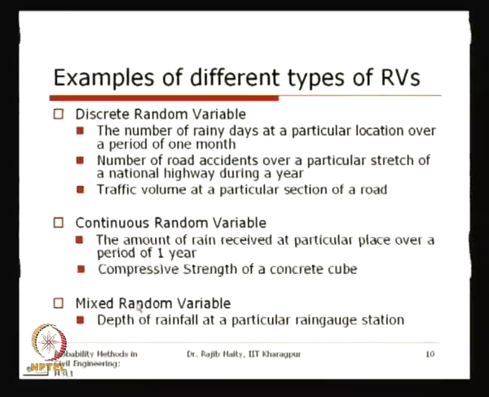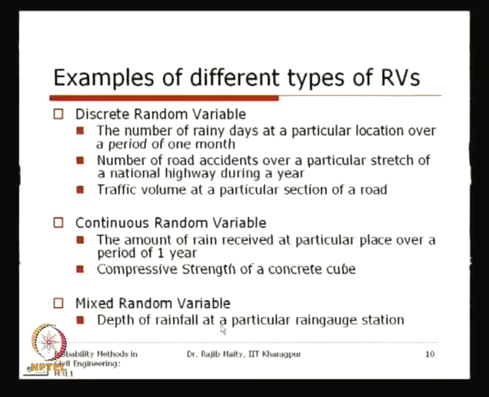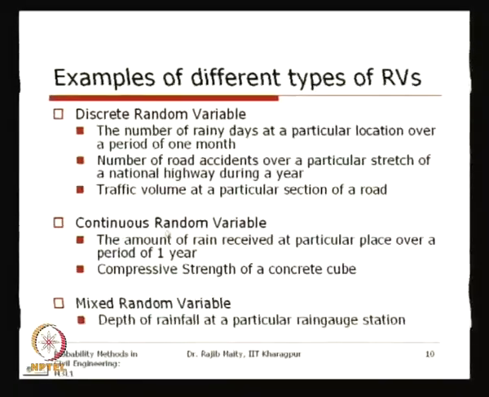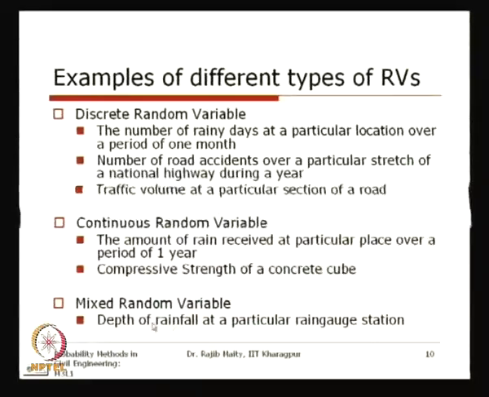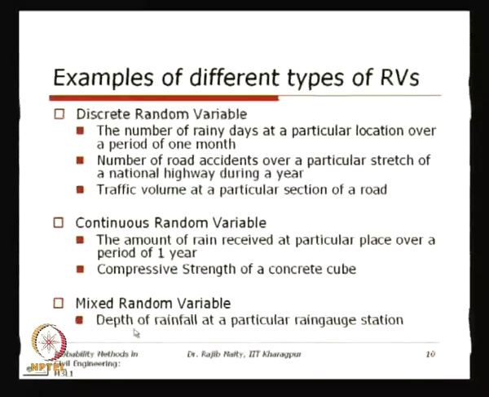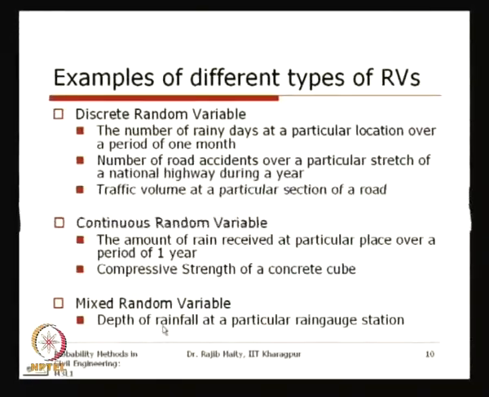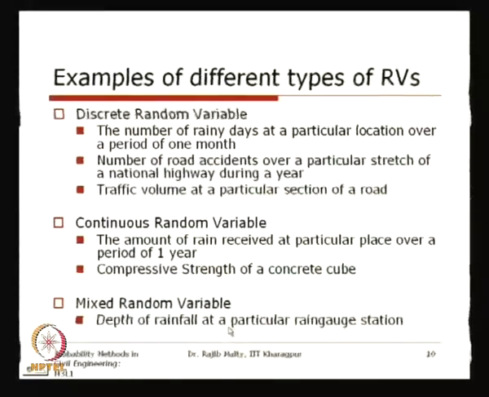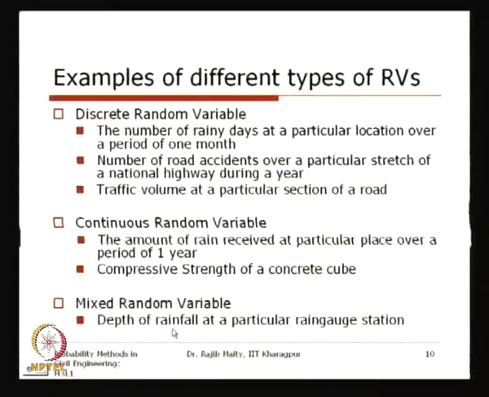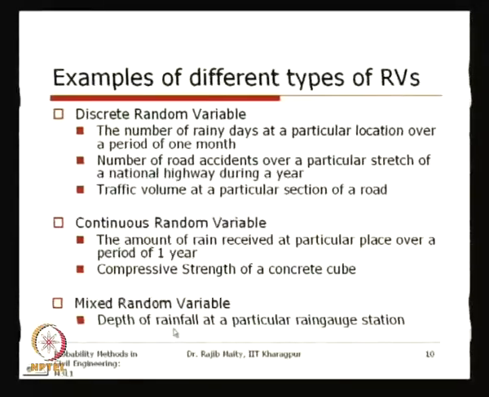Now coming to the mixed random variable, say the depth of rainfall at a particular rain gauge station, which I gave as a continuous random variable earlier. But if there is a station where most of the days have 0 rainfall, how will it behave? Suppose that out of 365 days in a year, 220 days have 0 rainfall. Then there is a probability mass concentrated at a particular value of depth of rainfall, 0, and for the non-zero values it can have some distribution.